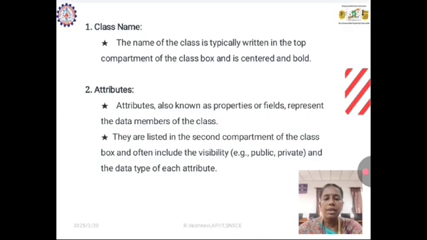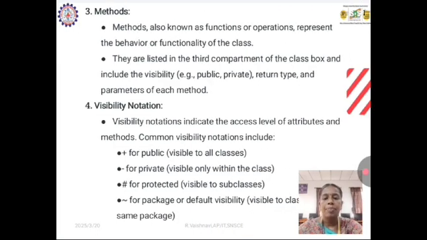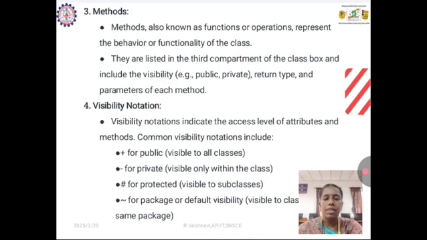Next one, class name. The name of the class is typically written in the top compartment of the class box, and it is centered and bold. Attributes. Attributes are also known as the properties or fields, and represent the data members of the classes. And then the third one will be the methods. Methods are also known as the functions or the operations, and represent the behavior or the functionality of the classes.